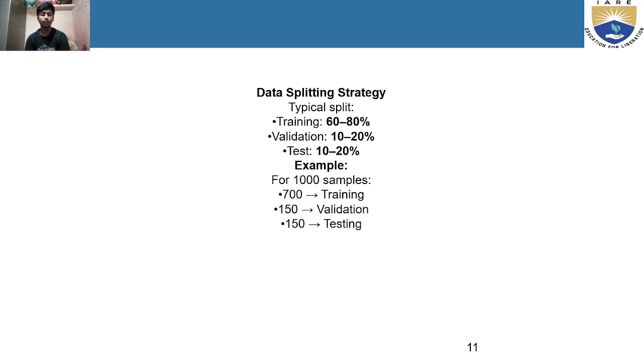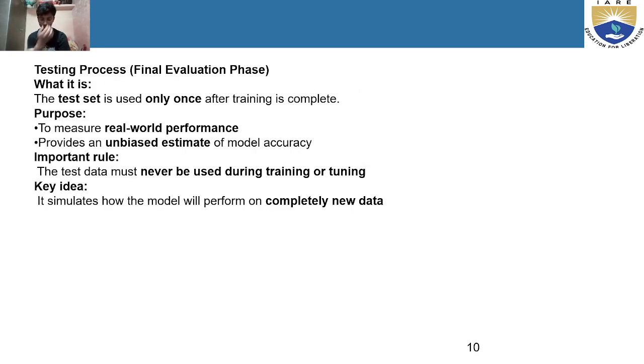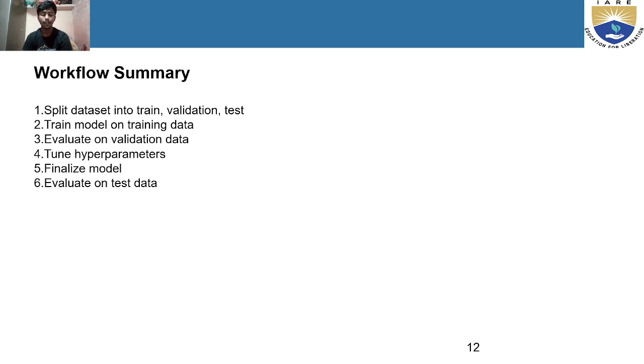The importance of the process is to ensure model generalization, prevent overfitting, help in model selection, and improve reliability. Workflow summary: split the dataset into training, validation, and testing, train the model on the train set, validate on the validation set, tune hyperparameters, finalize the model, and evaluate on the test dataset.